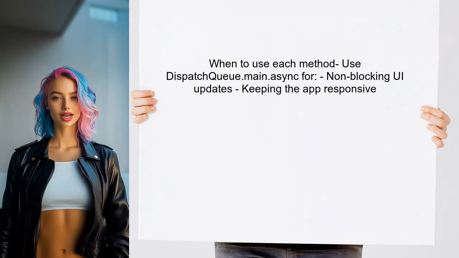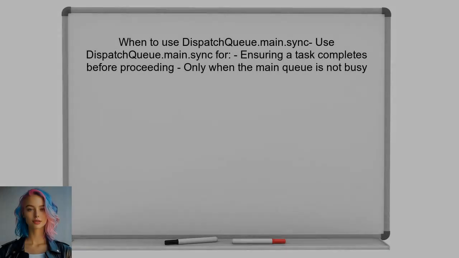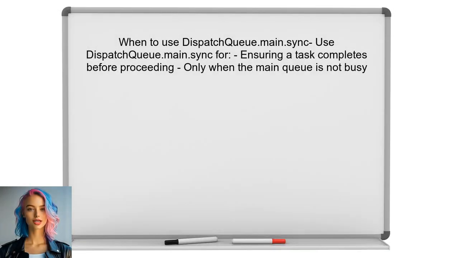So, when should the user use each method? Use DispatchQueue.main.async when the user wants to perform UI updates without interrupting the flow of the application. On the other hand, DispatchQueue.main.sync should be used cautiously. It is suitable for situations where the user needs to ensure that a task is completed before proceeding, but only if the main queue is not busy.